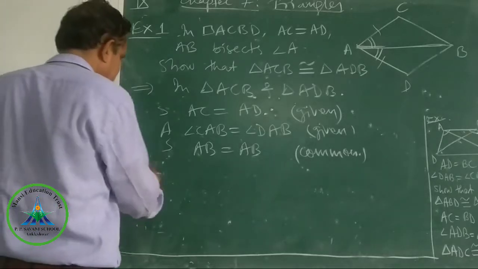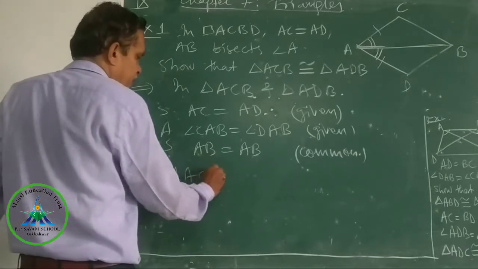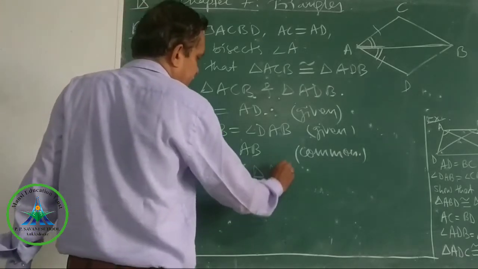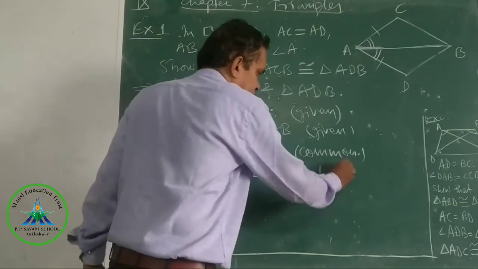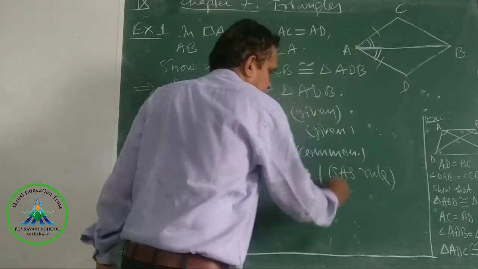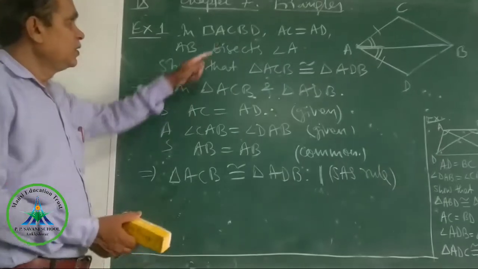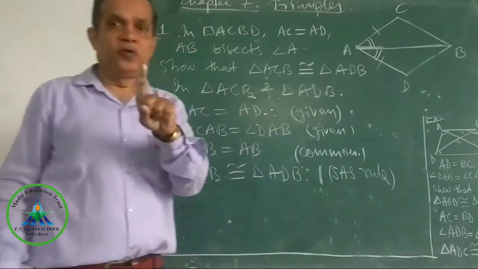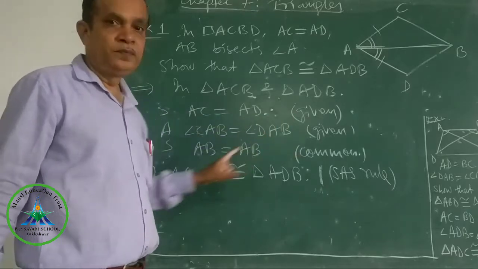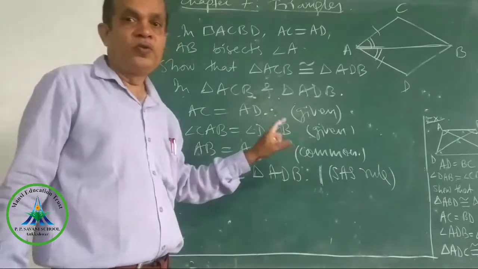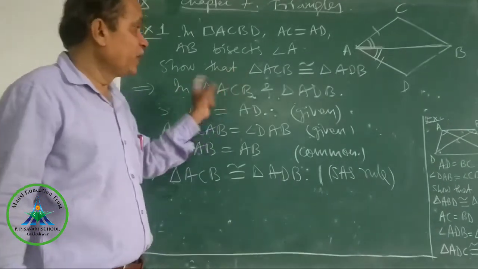Now this implies that triangle ACB is congruent to triangle ADB. Very simple. By which rule? SAS rule. Got it, students? From the diagram we should be able to understand what is given. Everything is given. Then we read the SAS congruency rule, and therefore our example is proved.